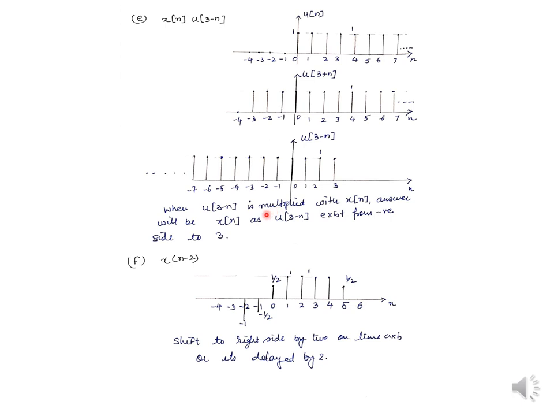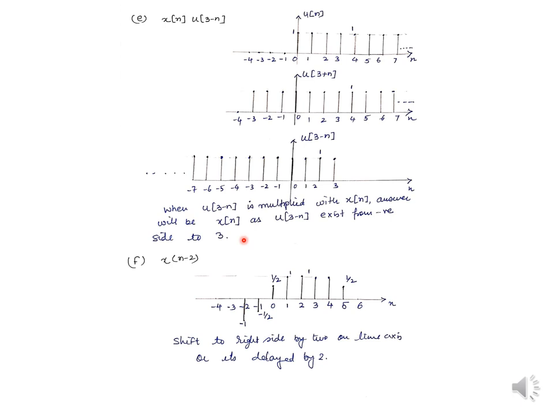When u of 3 minus n is multiplied with x of n, the answer will be x of n, as u of 3 minus n exists from negative infinity to 3. So whatever you multiply with the unit step function, it is defined from minus infinity to 3. So when you multiply it with x of n, you will get x of n.